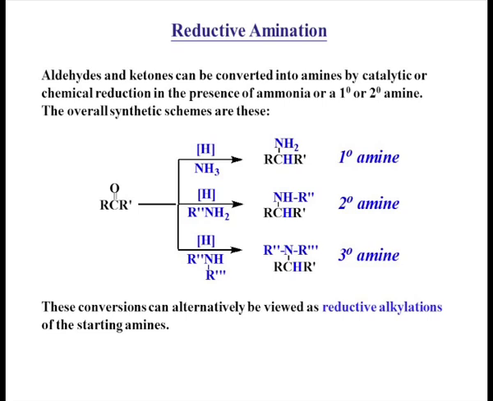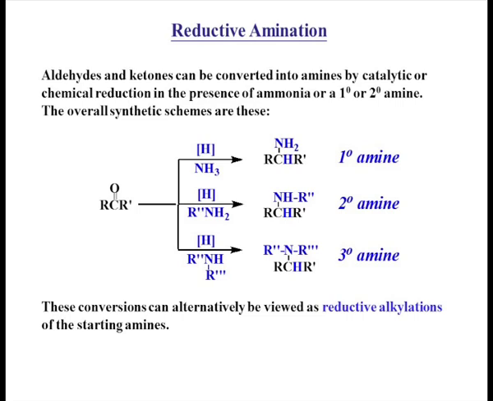Reductive amination is also a very important way to make the carbon-nitrogen bond. Look at this, we are starting from a simple carbonyl compound. Aldehydes and ketones can be converted into amines by catalytic or chemical reduction in the presence of ammonia, because if you reduce an aldehyde or ketone, we will get the corresponding alcohol: a ketone will give a secondary alcohol, an aldehyde will give a primary alcohol. But if we do that reduction in the presence of ammonia, then what happens?